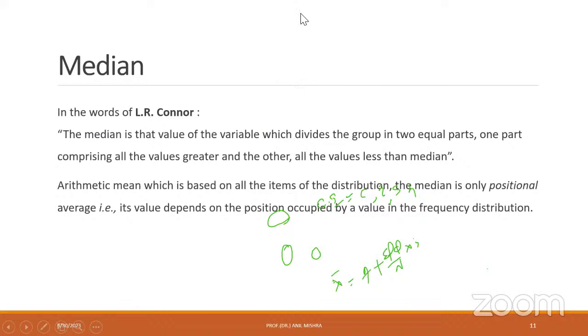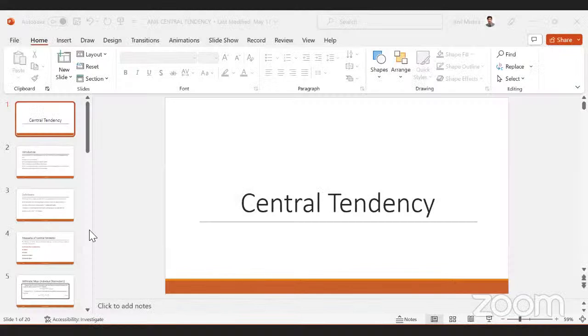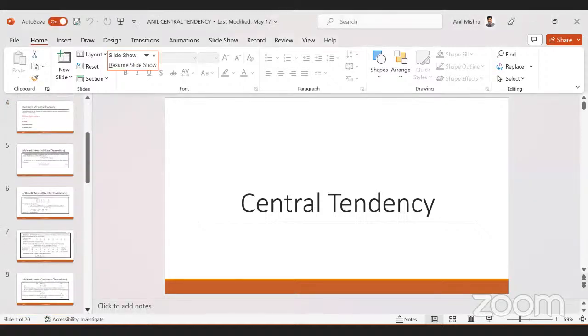Okay, let's say median. Let me stop sharing and start again. Just a minute. Okay, that's right. So I think it is visible to you people, please. Is it visible? Yes, sir. Okay. Yes, that's great.